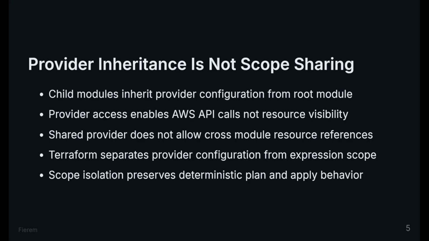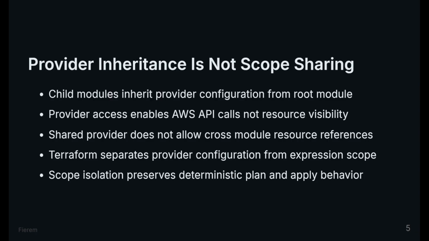Child modules can inherit provider configurations from the root module, but provider inheritance does not merge resource scope. The provider gives the child module a way to talk to AWS. The provider does not give the child permission to reference root resources by name. This distinction matters because many beginners confuse provider availability with data visibility.